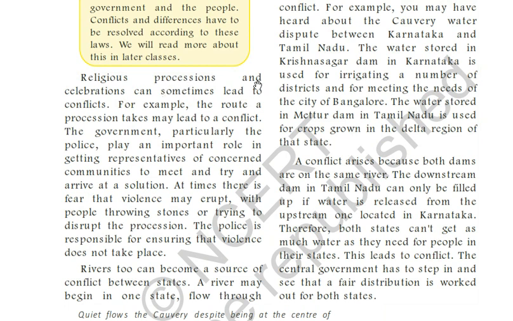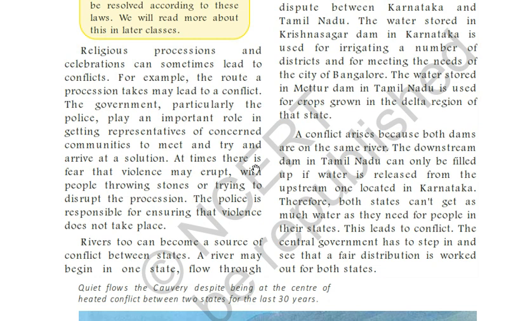Religious processions and celebrations can sometimes lead to conflicts. For example, the route the procession takes may lead to a conflict. The government, particularly the police, play an important role in getting representatives of concerned communities to meet and try and arrive at a solution. At times, there is fear that violence may erupt with people throwing stones or trying to disrupt the procession. The police is responsible for ensuring that violence does not take place.